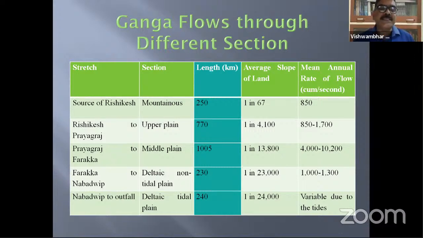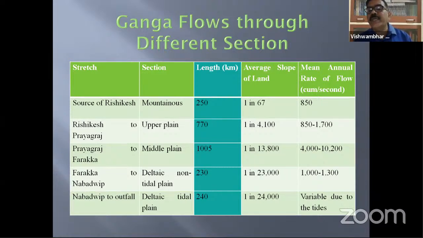And then the other section is Rishikesh to Prayagraj. It is called upper plain. It has 770 kilometer length. The largest length is between Prayagraj and Farakka, which is called the middle plain, and it has 1,500 kilometer length. Then Farakka to Navadvip, that is deltaic non-tidal plain, it is 230 kilometer length. And then Navadvip to Outfall, it is deltaic tidal plain, and it has 240 kilometer length.